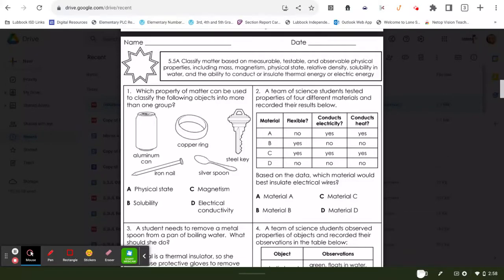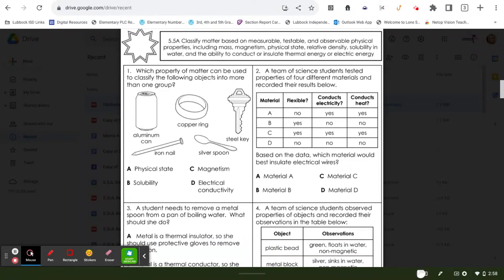Okay, I had several requests today for science homework help, and I'm super excited that you let me know that you needed some science help. So let's look. Our first slide is the slide that shows a can, a copper ring, a steel key, an iron nail, and a silver spoon.